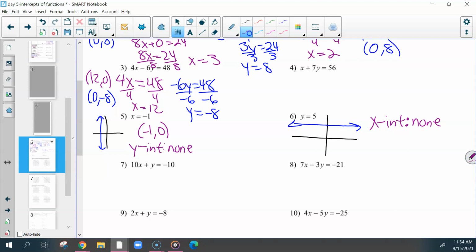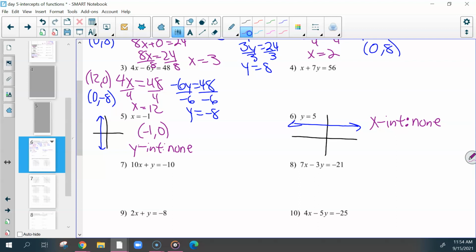So for this one, there would be no x-intercept, because it doesn't cross it. But if I said the x-intercept was 0, that means it would have to touch at 0. Try not to confuse those two. 0 is an actual numerical value, but it's not the answer here. It's none. It doesn't have one at all. Don't put 0.